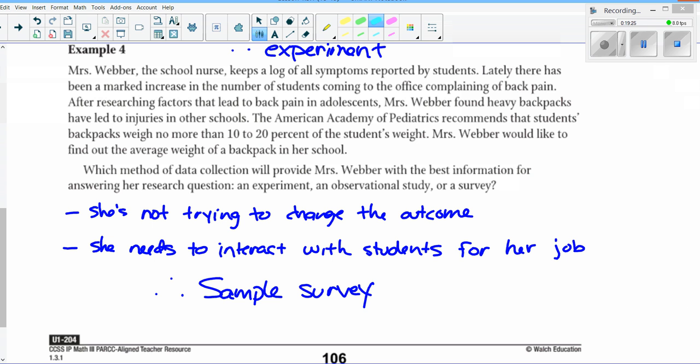Okay, so out of your 3 methods, again, observational study doesn't make sense. Experiment, she's not trying to change it. An experiment tries to change, like at the student council when they offered raffle tickets because they wanted more participation, so that enticing of a prize gets them to have more outcomes. Okay, so those are your 3 methods.